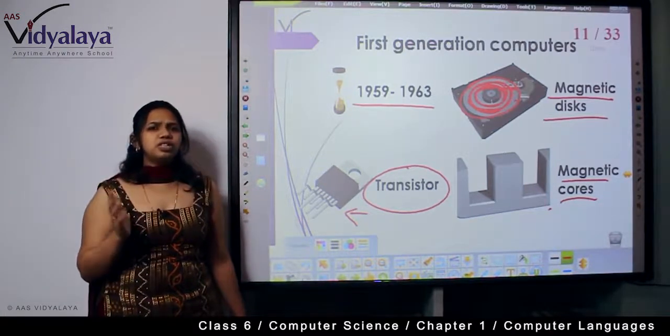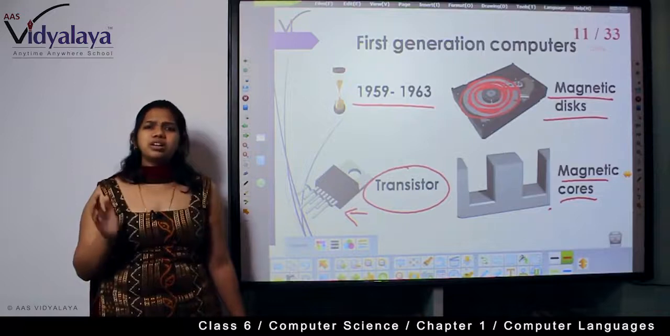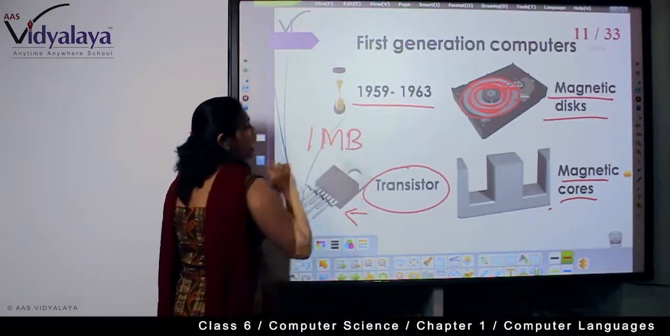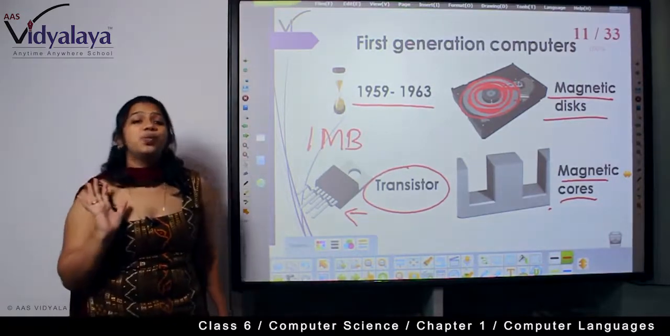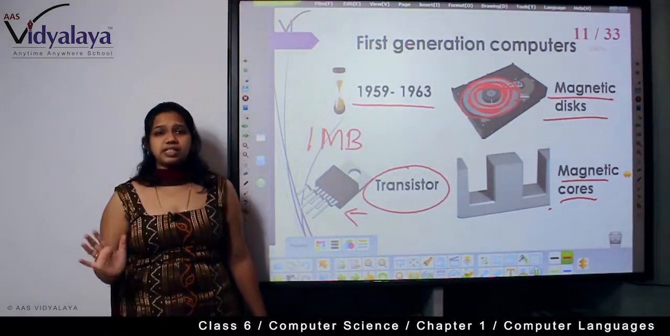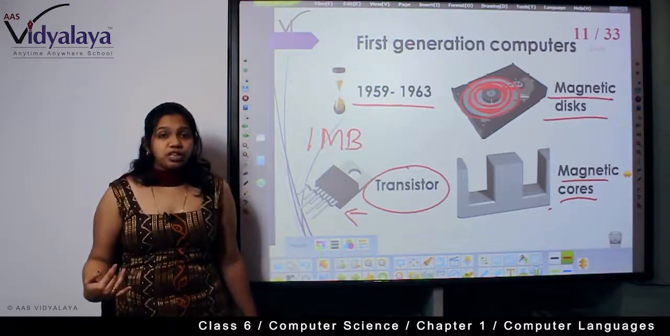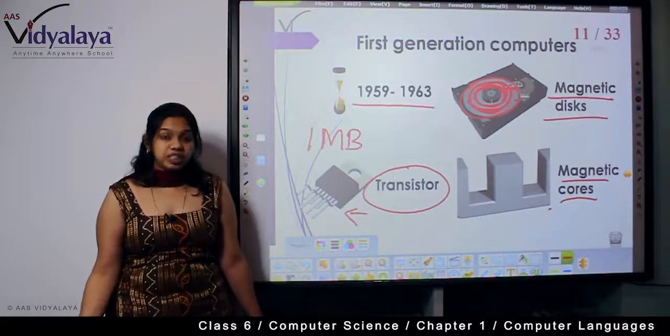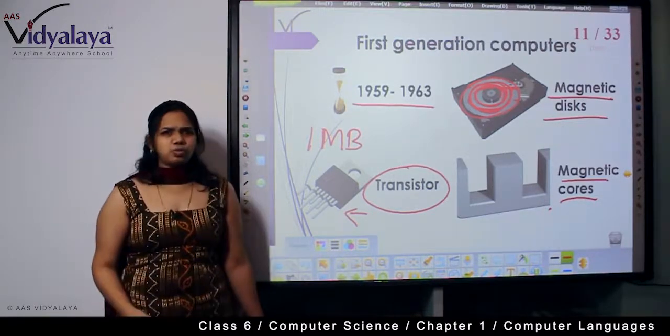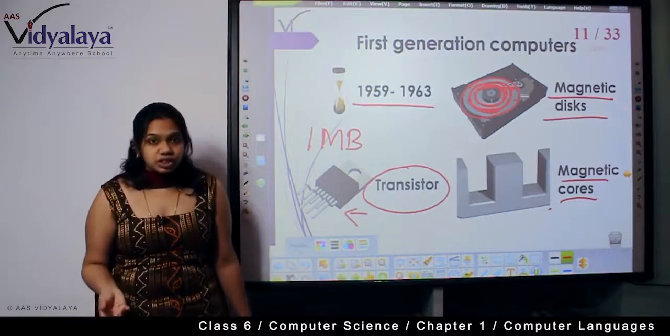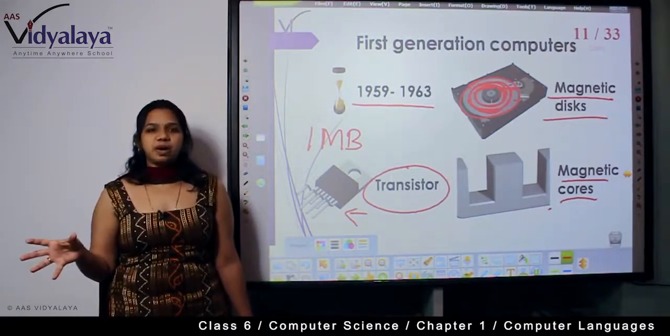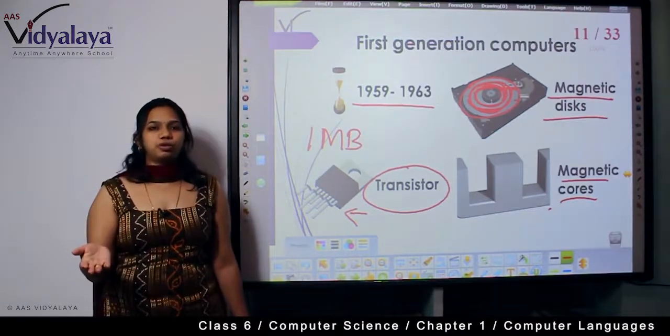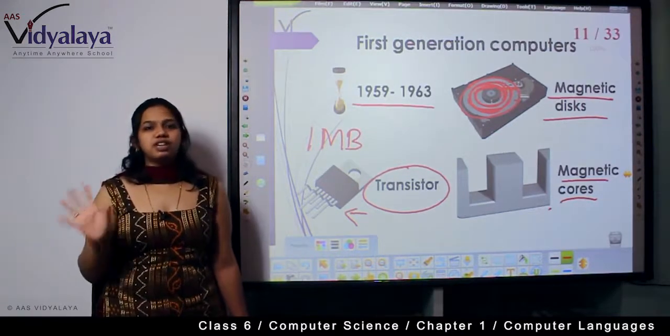How much storage would you expect them to have? Magnetic disks and magnetic cores had less than 1 MB of data storage space. Right now we use 32 GB, 64 GB, 1 TB spaces and more. But they were very small because the input instructions given to them were also small. They didn't have long codes or long programs as input. It was just simple instructions.